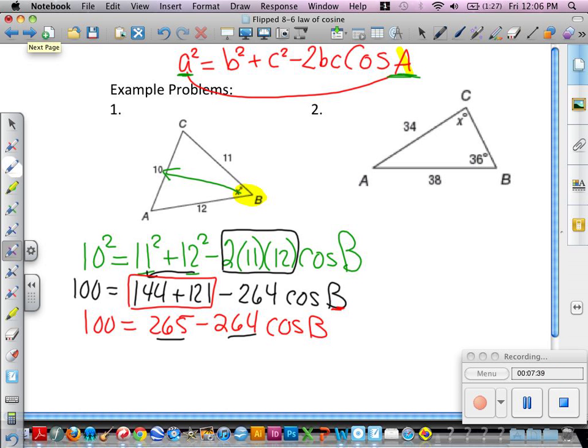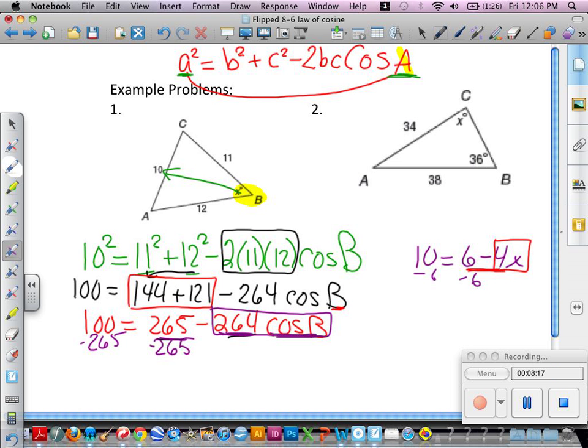That is not correct. If I give you a simple algebra problem, 10 equals 6 minus 4x, back in algebra, would you put those two together? You wouldn't, would you? The 4 is connected with the x, right? So same thing here. Those are connected. This is 264 times the cosine of B. So don't be taking 265 minus 264 and writing 1 down. That's not correct, people. Over here you would minus your 6, right? So we got to minus our 265 and minus our 265.